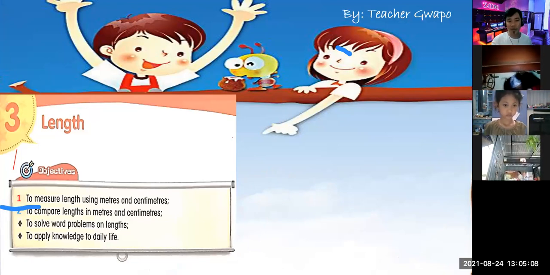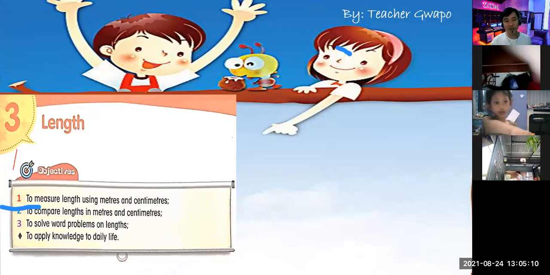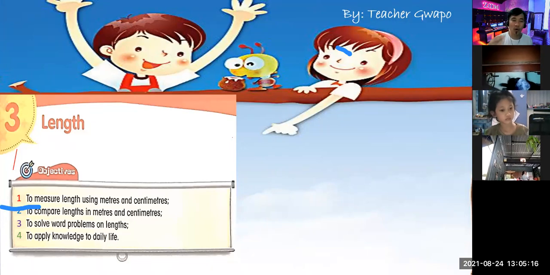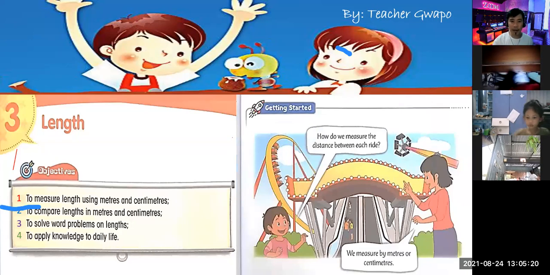And then after we compare, we have to solve word problems on length, and we need to apply knowledge to daily life. So we have only 4 objectives in this chapter. But we will expand more. We need to learn more, not only based on the activities that we have here.